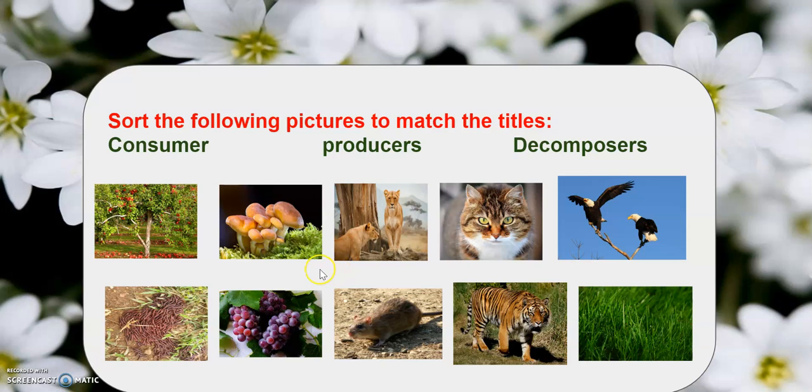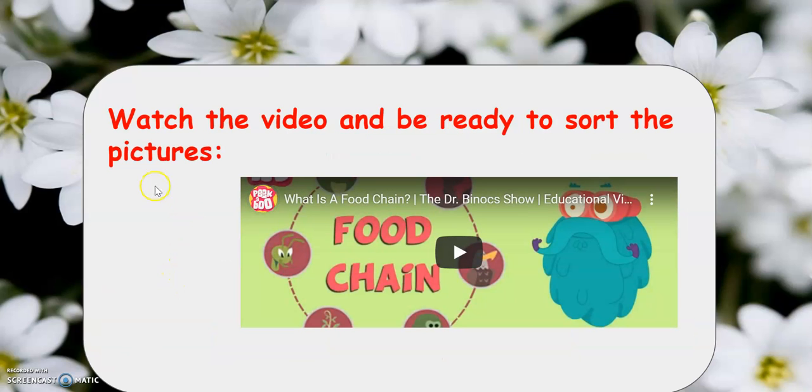The next slide is a practice of what they learned already. So I give them some simple pictures to sort, and it is fun for them to see these pictures in a colorful and easy way to apply what they studied yesterday. Sort the following pictures to match the three titles: consumer, producer, decomposer. I give them time to work, of course, like two or three minutes, and then I go to the next step, which is to watch another video, and after the video they will sort some more pictures.